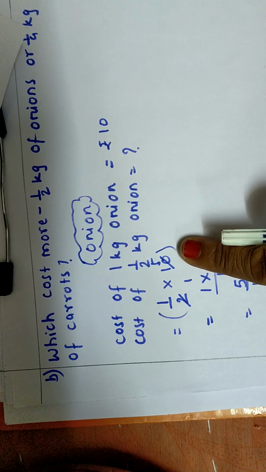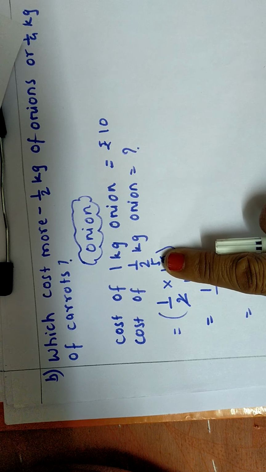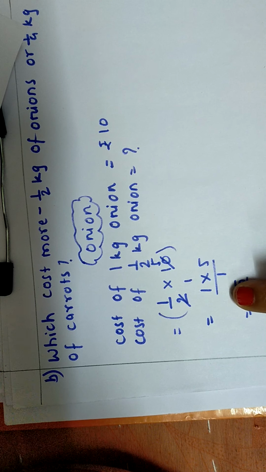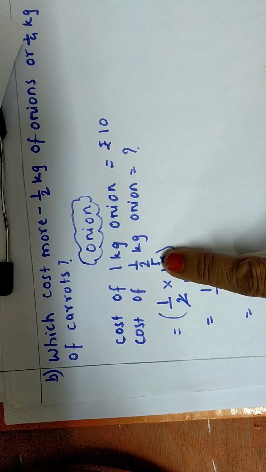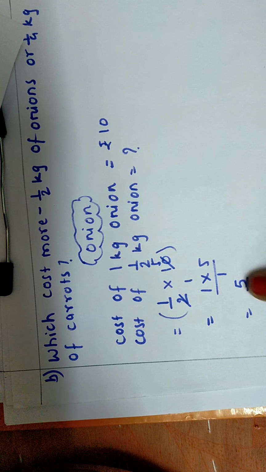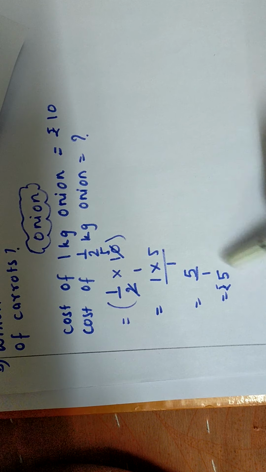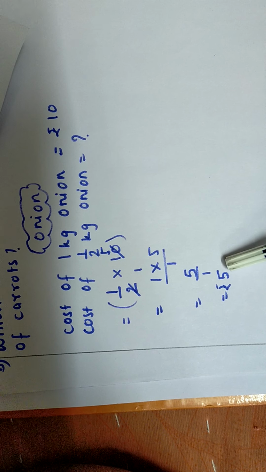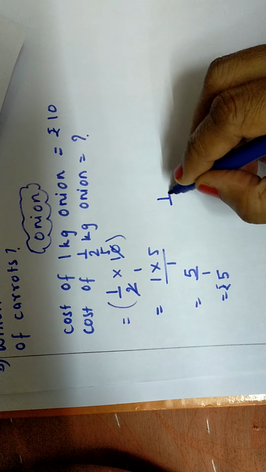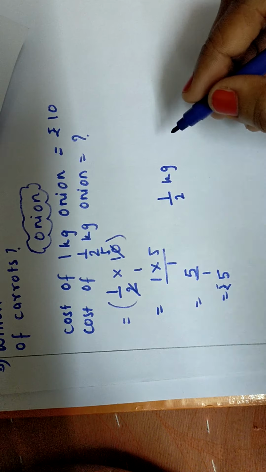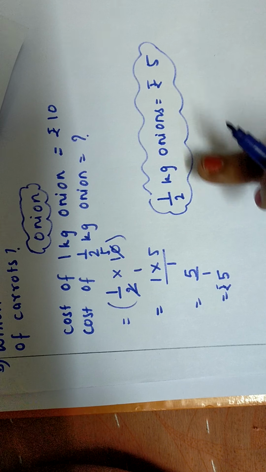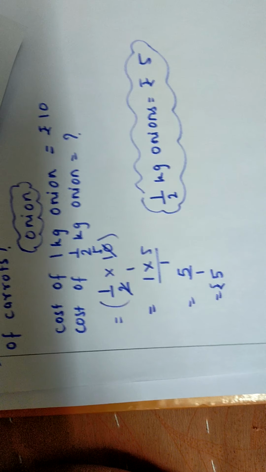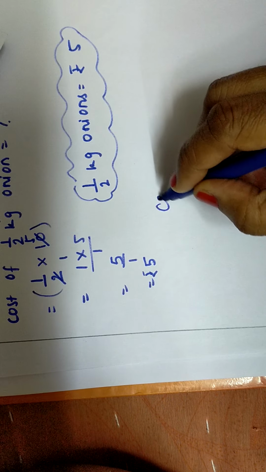So half of 10. 2 ones are 2 and 2 fives are 10. I cut here. Now 1 multiplied by 5 divided by 1. So 1 multiplied by 5 is 5, and divided by 1. When we divide any number by 1 we get the same number. So what is the cost of half kg onion? Half kg onions is equal to rupees 5. Now let's find out for the carrots.